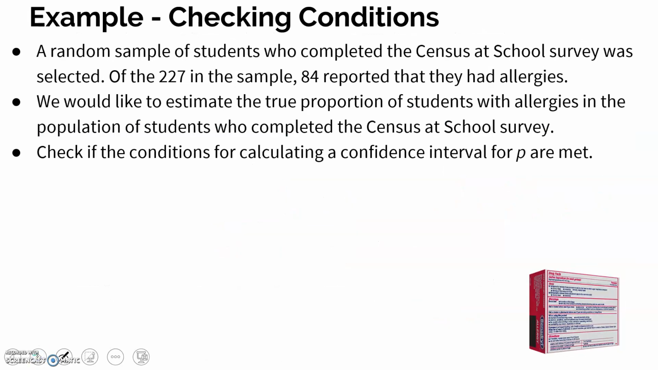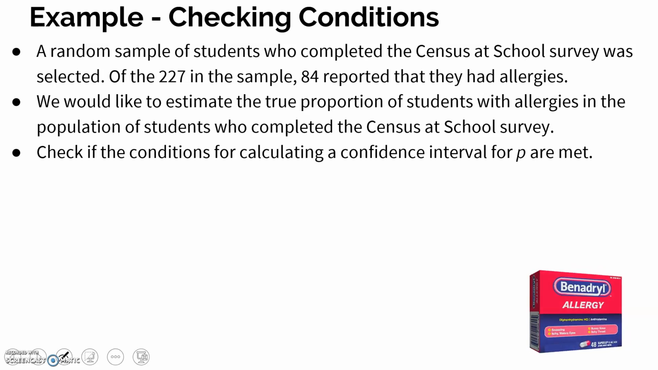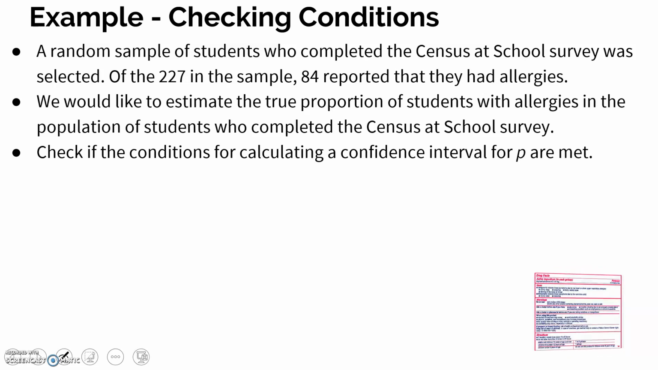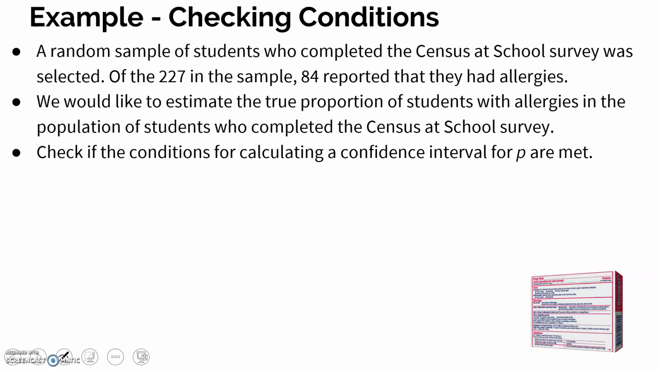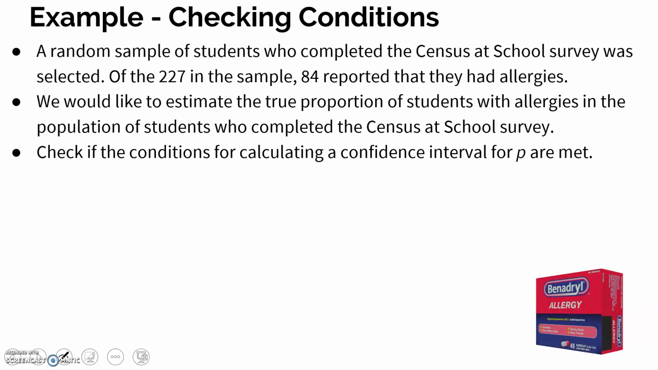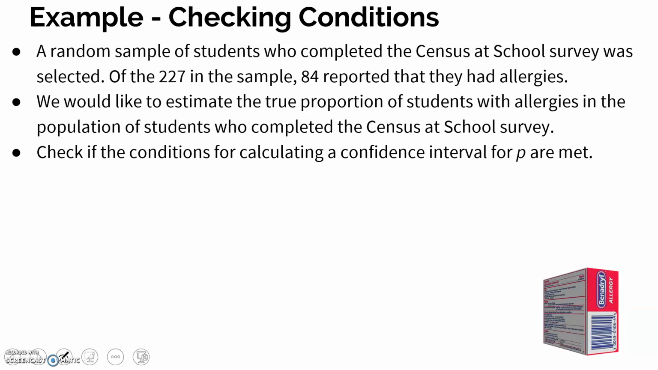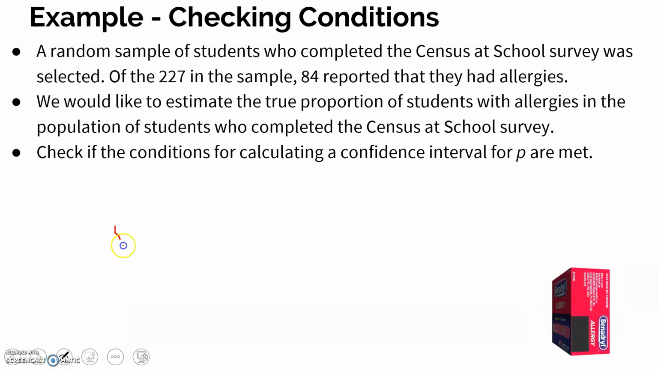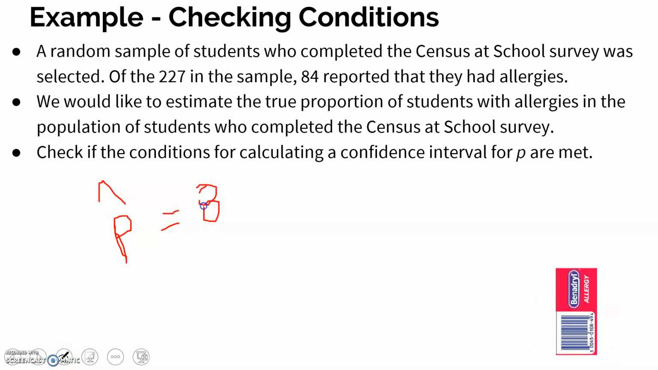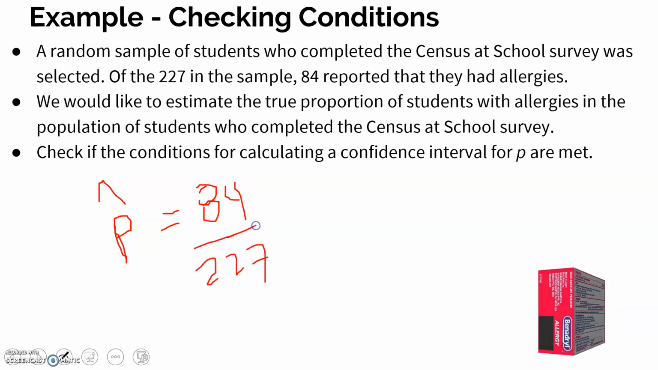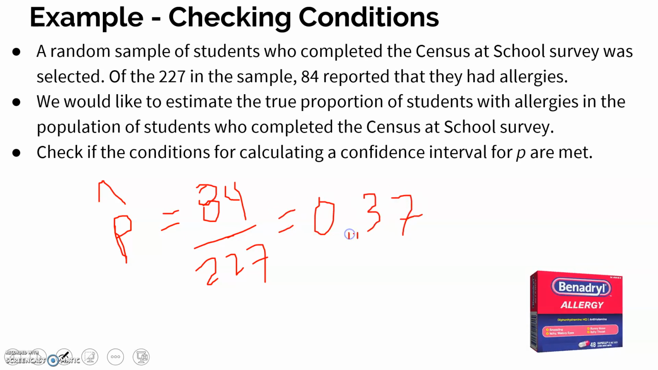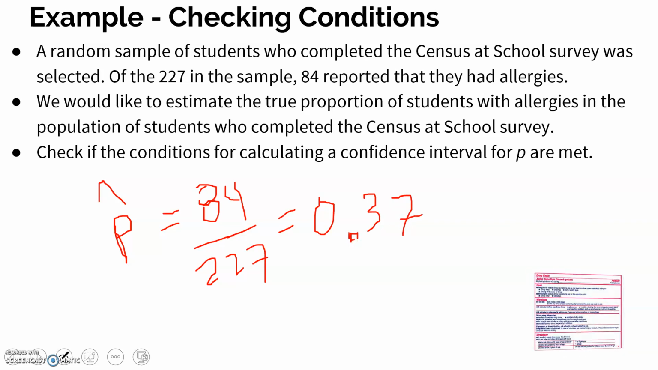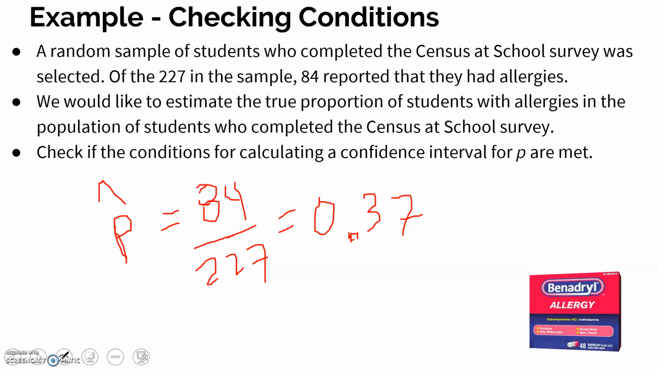All right. So in this example, we have a random sample of students who completed the Census at School survey. There were 227 students in the sample, and 84 reported that they had allergies. We want to estimate the true proportion of students with allergies in that population of students. Now, we're just going to check to see if our conditions are met. So here we have a p hat of 84 over 227. If you grab your calculator, 84 over 227 is 0.37. That is our p hat. In the next slide, I'm going to show you how we're going to use that to figure out if our conditions are satisfied.